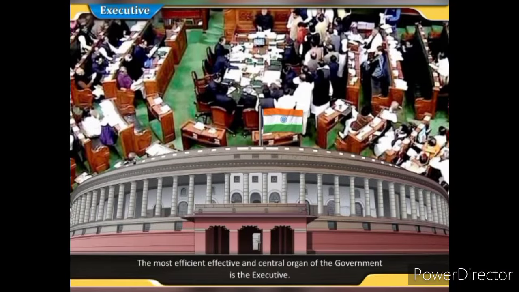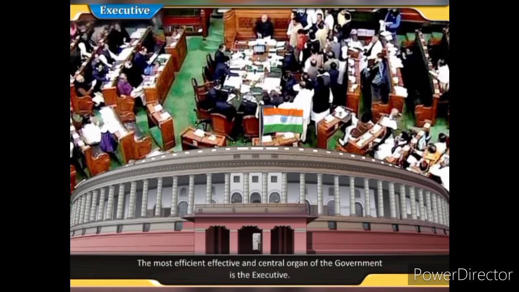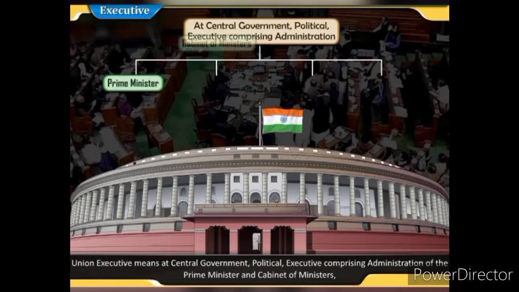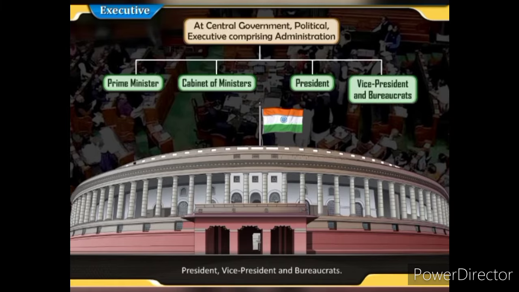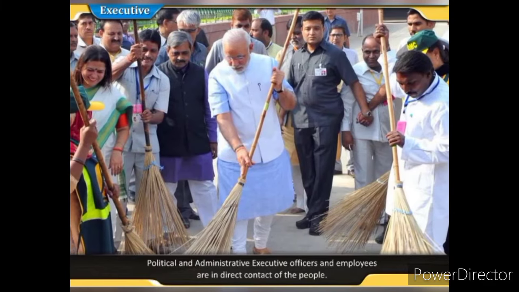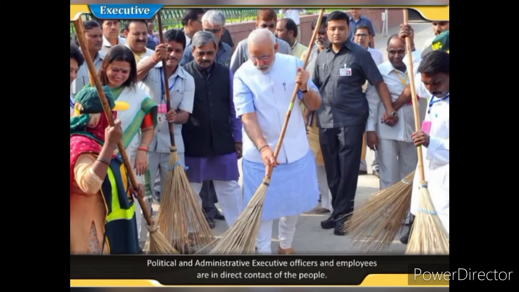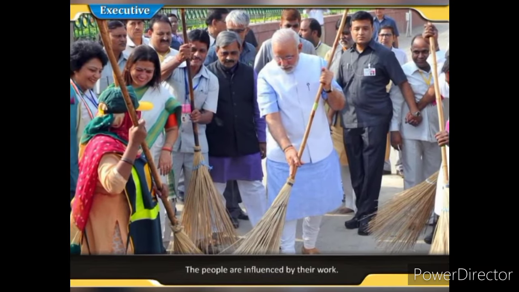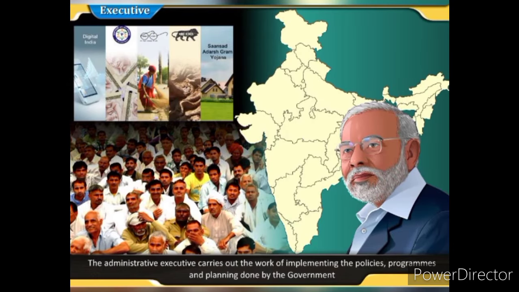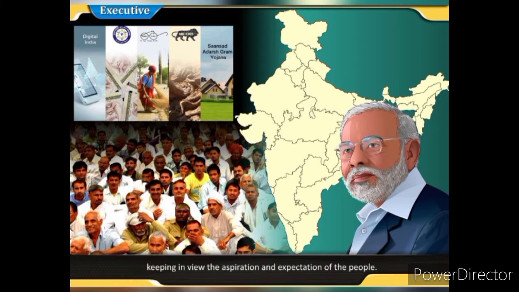Executive. The most efficient, effective and central organ of the government is the executive. Union executive means at central government, political executive comprising administration of the Prime Minister and Cabinet of Ministers, President, Vice President and bureaucrats. Political and administrative executive officers and employees are in direct contact of the people. The people are influenced by their work. The executive implements the laws framed by the legislature. The administrative executive carries out the work of implementing the policies, programs, and planning done by the government, keeping in view the aspirations and expectations of the people.